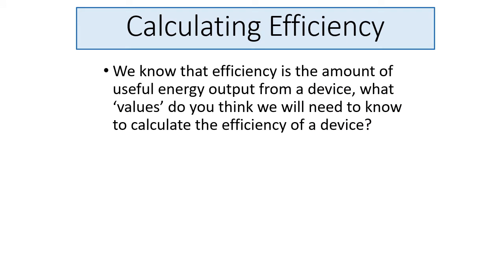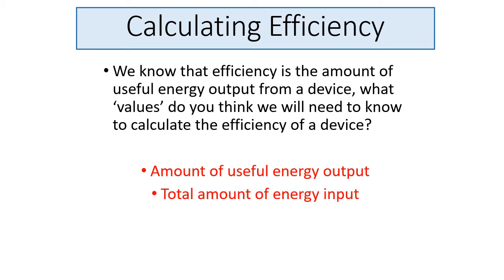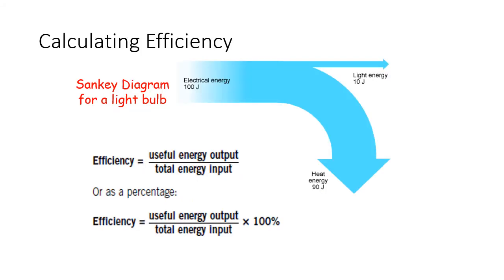So efficiency is very important to calculate. We know that efficiency is the amount of useful energy output from the device. So what values do you think we will need to know to calculate the efficiency of a device? One is the amount of useful energy output, and second, the total amount of energy input. So how much energy is being transferred into useful energy? We will not consider here the wasted amount of energy.